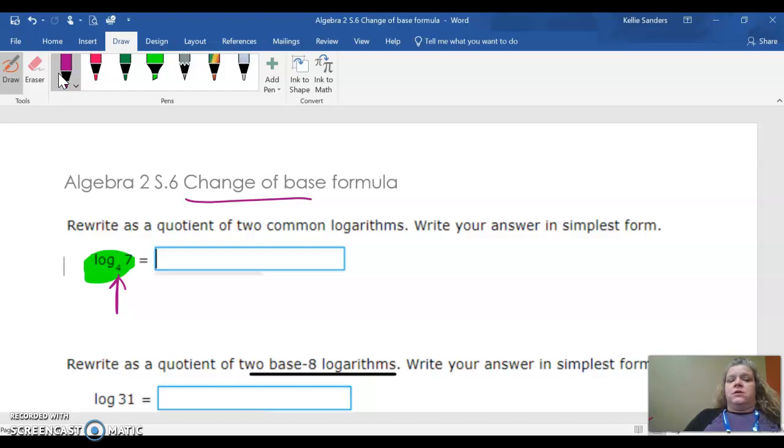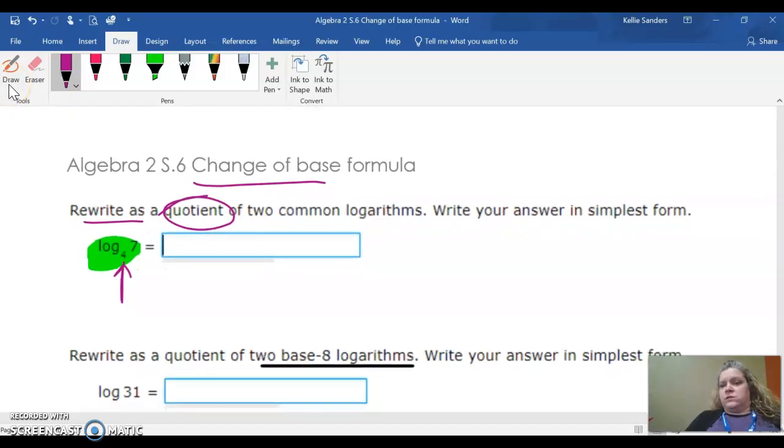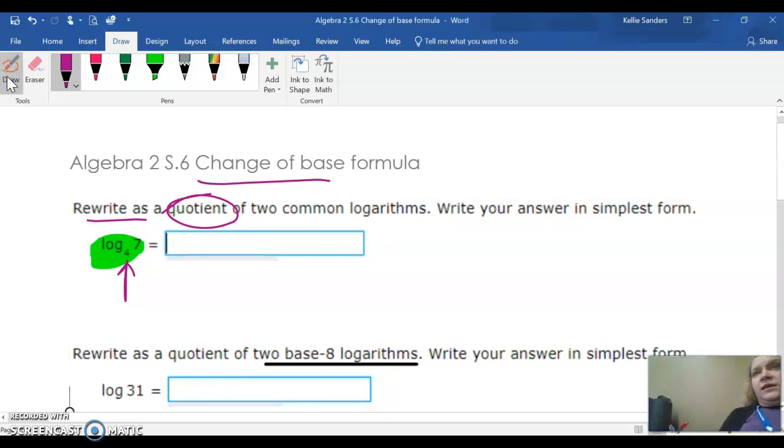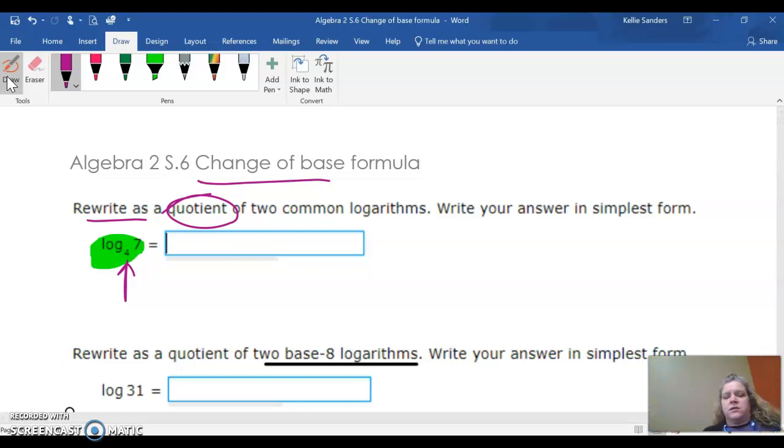expression about what the problem is, and then we might be using a calculator to be able to figure those out. I don't think in this one, but in a different lesson we'll be doing that. So it says rewrite as a quotient. Well, you need to know what a quotient is, right? Does anybody know what a quotient is? If you said the answer to a division problem, you would be correct.